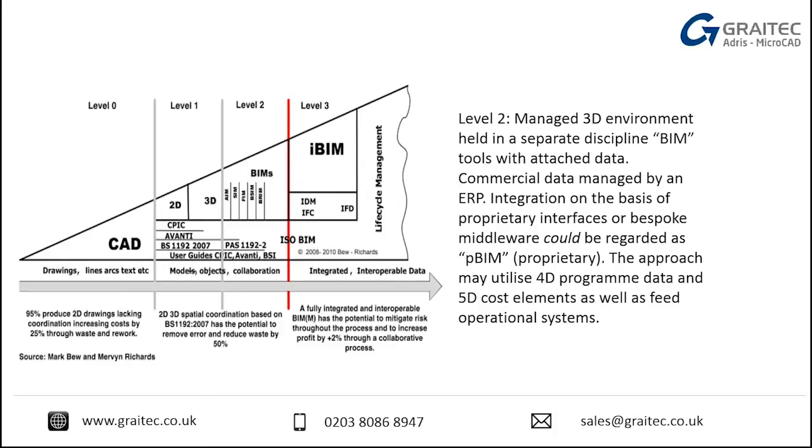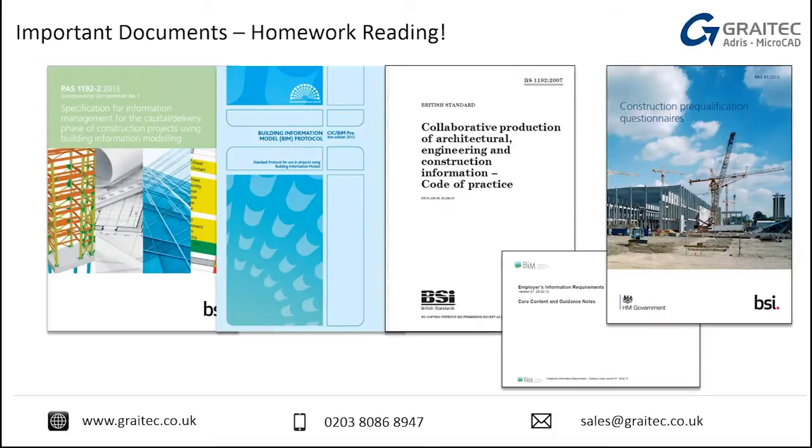Level 2 will give us beyond 3D, it gives us 4D program data and also 5D costing as well. So costing and being able to look at how we construct an object is quite important. There's various documents out there that you can get hold of that's going to give you a lot of background information about how things are being developed. The main ones are the PAS 1192 documents, there's 4 of them at the moment, but all of these will actually guide you through.